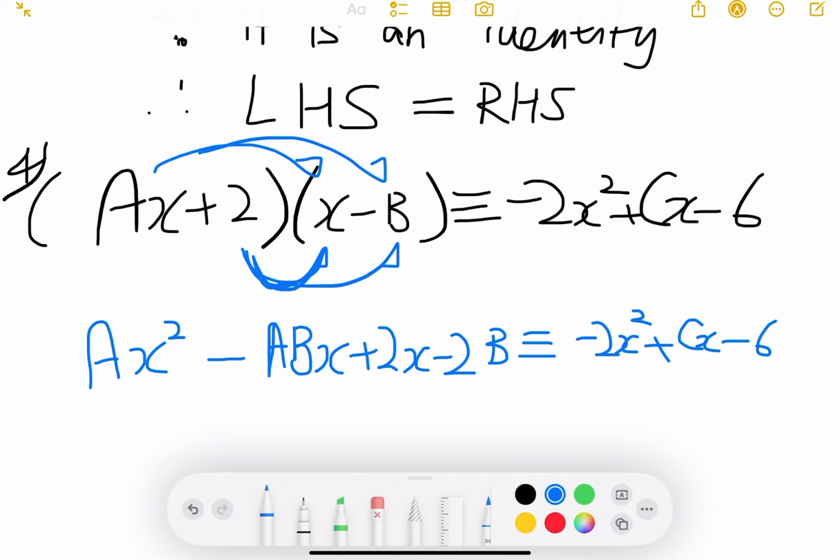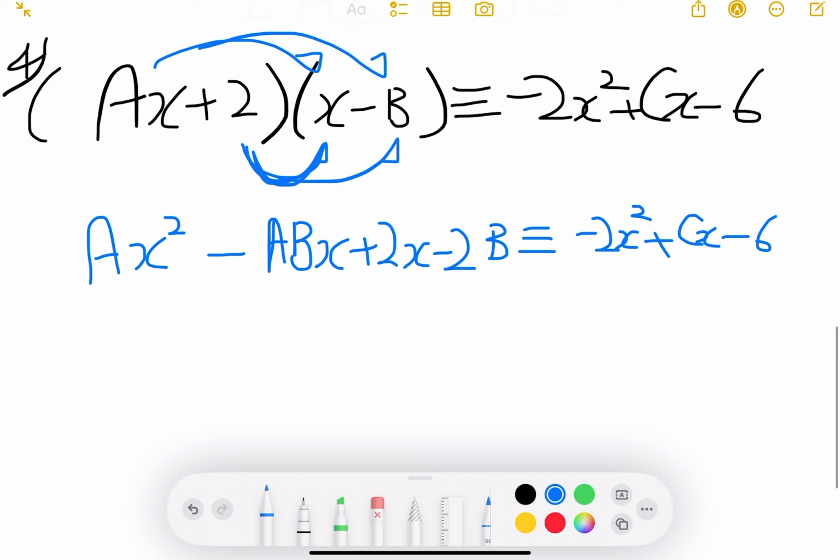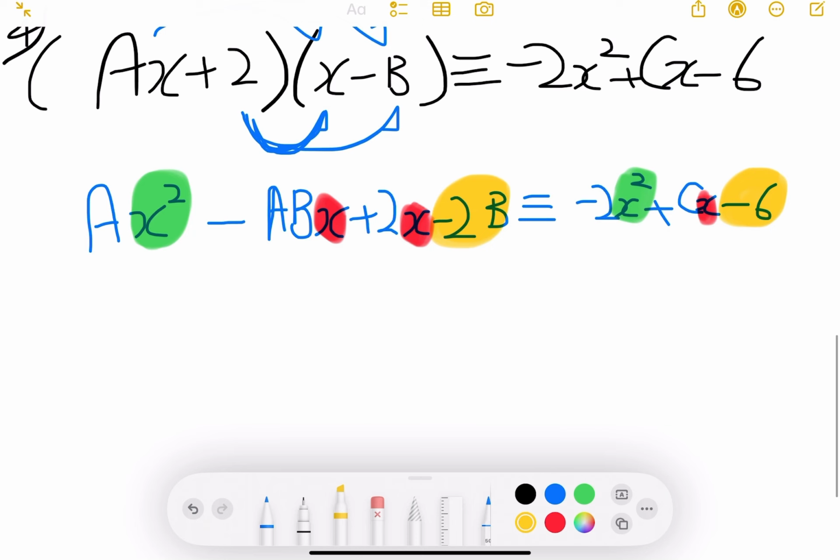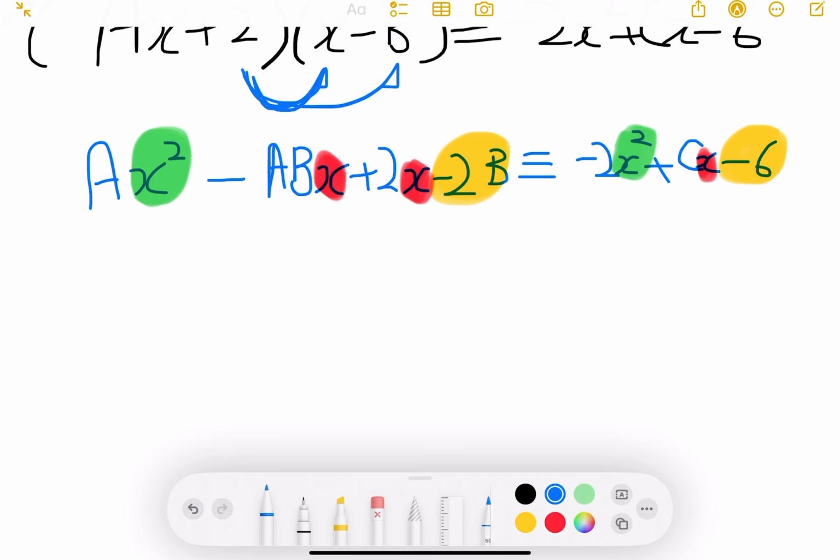Okay, until here. So we know that left hand side equals right hand side. What does that even mean? That means you have to compare the coefficients. So take out everything that has x squared, these two, and then everything that has x, these, and then everything that has no x at all, these ones, and compare everything together. We compare the x squared first. On the left hand side we have a, and on the right hand side we have negative 2, so a equals negative 2.